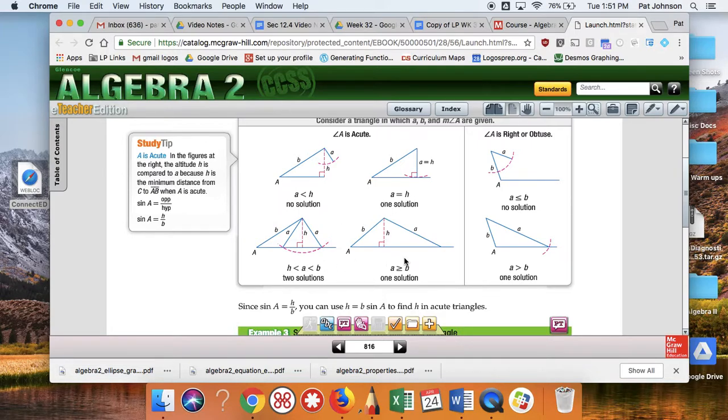And then we compare, is it less than B? Then you have two solutions or two cases. And if it's greater than or equal to B, it's one solution. Likewise, if it's obtuse, we just compare A and B. If A is less than or equal to B, there's no solution. And if it's greater than B, it's one solution. So if it's right or obtuse, there's only two cases, one solution or no solutions.